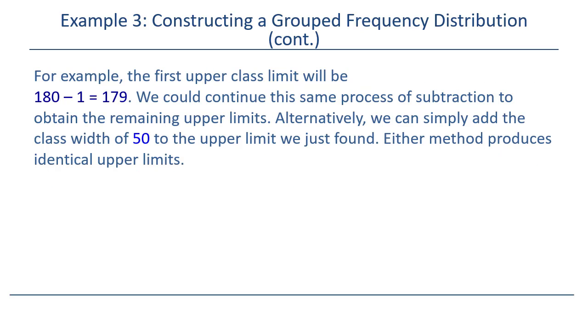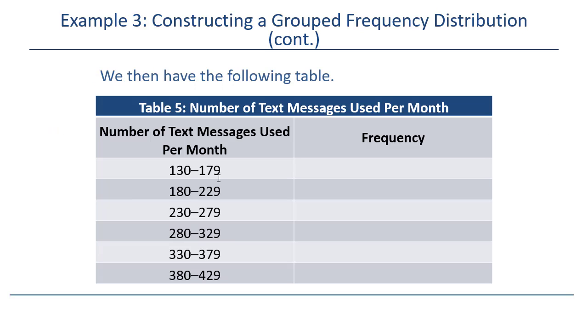And since the next one is 180, we have to subtract 1 from that, and then it's 179. Now we do this because, again, we have discrete data, and there's no such thing as 179.5. If you had continuous data, it would go 130 up to 180, and then 180 up to 230, and you would just have a less than or equal to 180 for this first one.